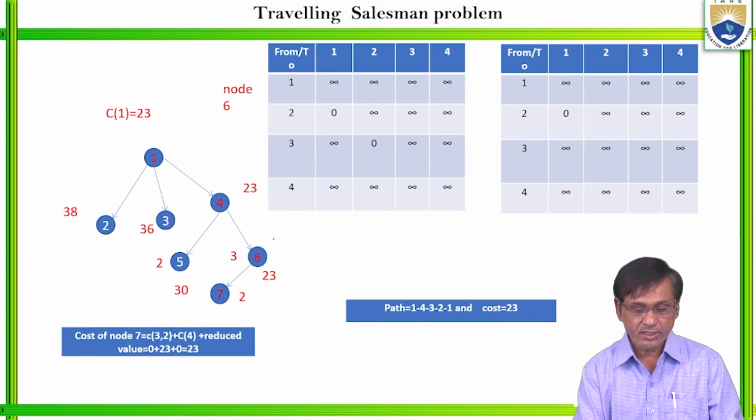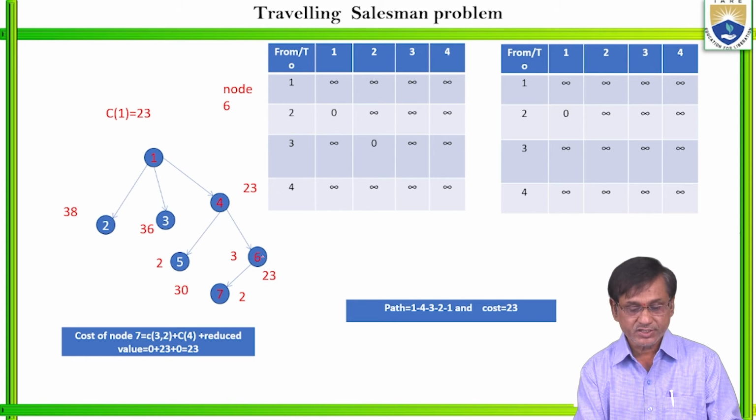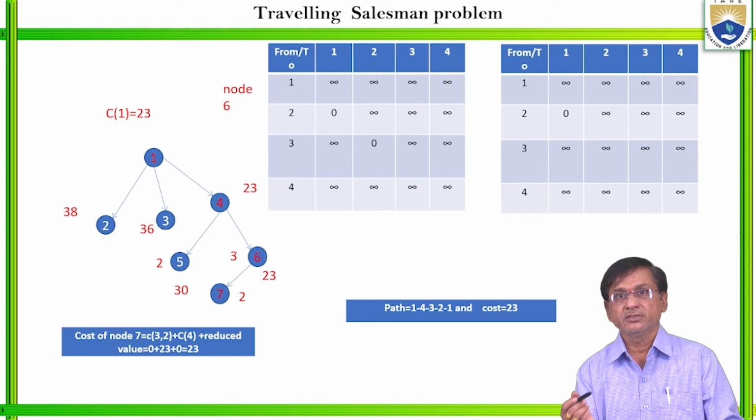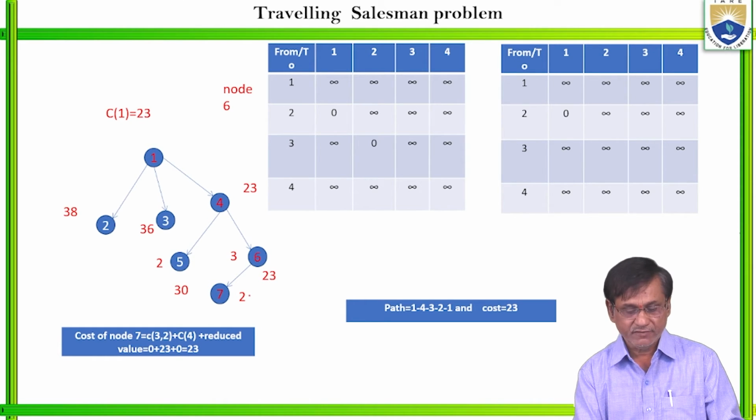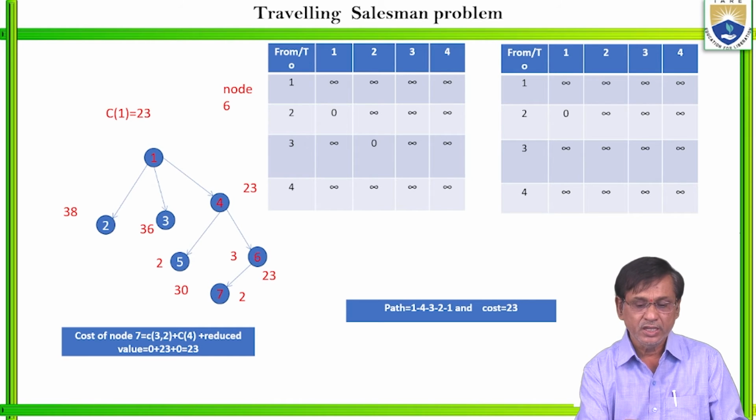Now you see here 4 to 6, the cost is 23. What are the paths available from node 6? That is vertex 3. There is only one route, because already 1 to 4, 4 to 3 are over. The only one that is available is city 2. Now we have to calculate the cost corresponding to the node 7. So for calculating the cost of the node 7, we have to take the cost of the node 6.